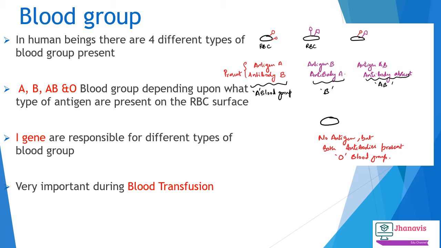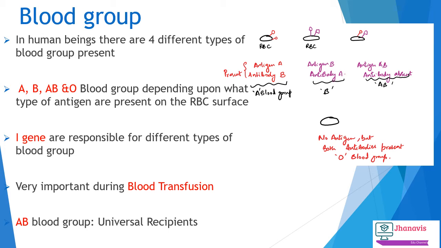AB is called a universal recipient because it can receive blood from all the groups: A, B, AB, and O. And the O blood group is called the universal donor because it can give blood to all the types of blood group, that is A, B, AB, and O. So they are called the universal donor, and AB blood group is called the universal recipient.